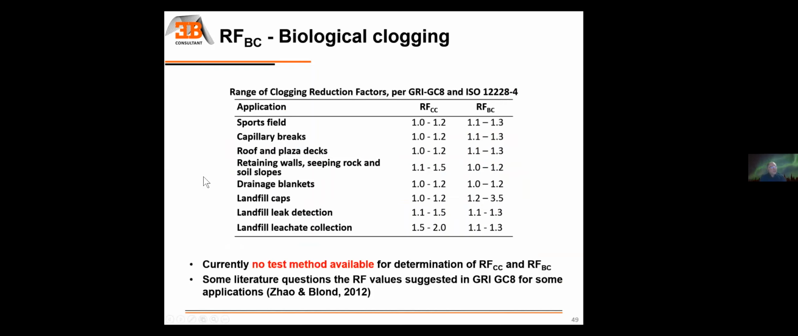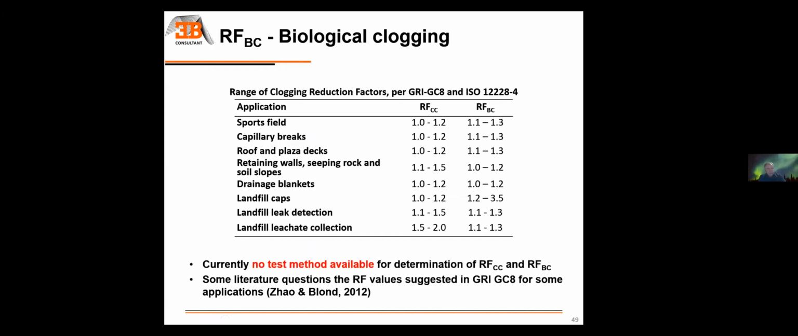So GRI GC8 has published a number of reduction factors which are very commonly used in the industry. It goes from 1 to 3.5 for landfill caps. You will see that in landfill leak detection layers, it's actually lower than in landfill caps, and maybe in the question time, we can discuss that further. However, one thing which is important is that there is no test method currently available for this determination. So these reduction factors have been used for the last 20 years. To my knowledge, it works relatively well.